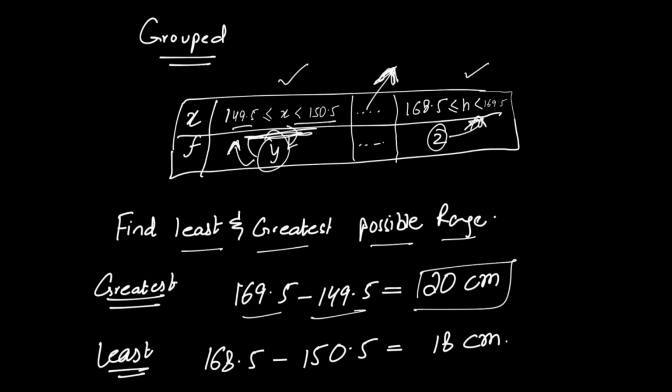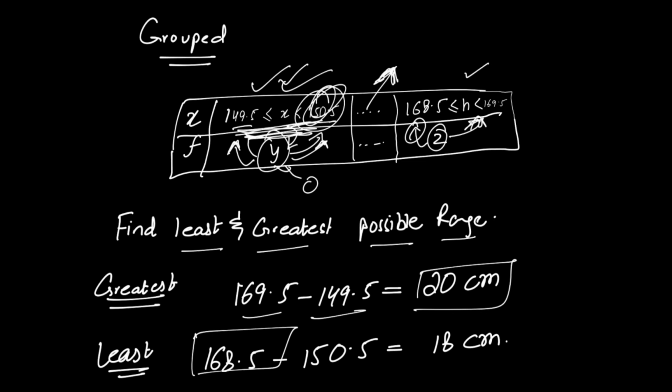continuous data. But if we want to find the least possible range, we will consider this frequency to occur near 150.5 and this frequency to occur near 168.5. So we get the least range. Okay, but because this frequency is not 0, we have to consider one of the values between these two. So we have considered 168.5, which is the least value of this, and 150.5, which is the greatest value of this, to find the least range of this continuous data, which is 18 centimeters.